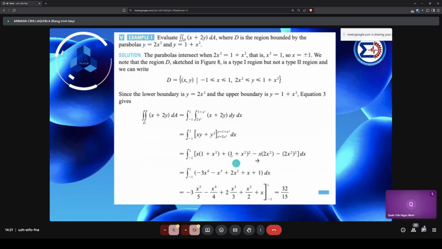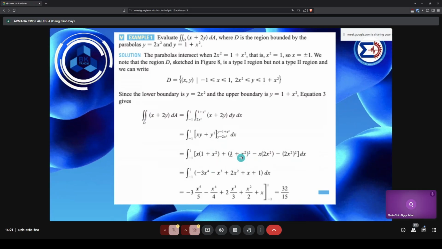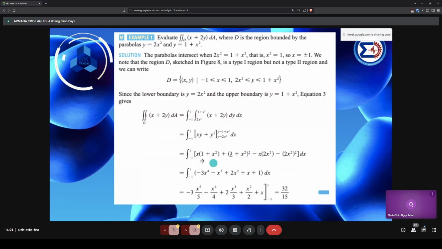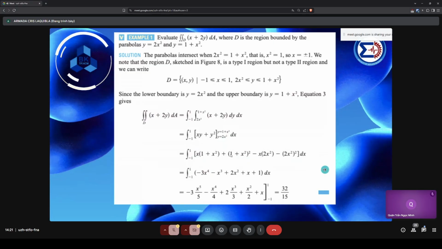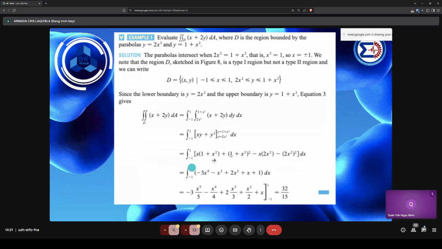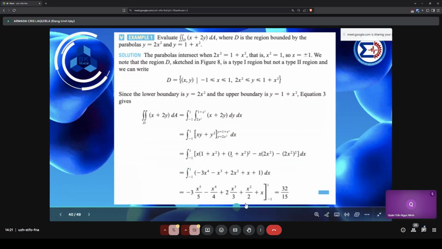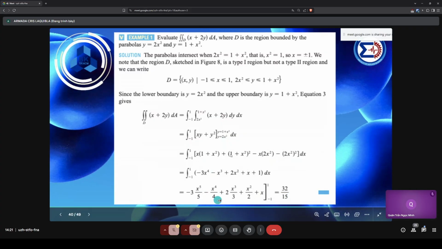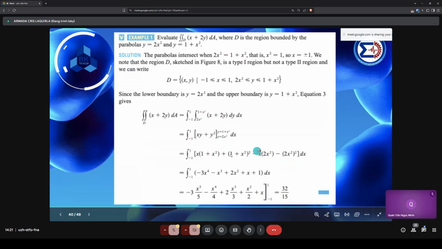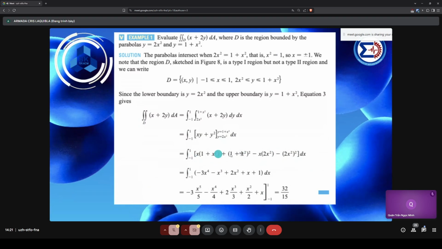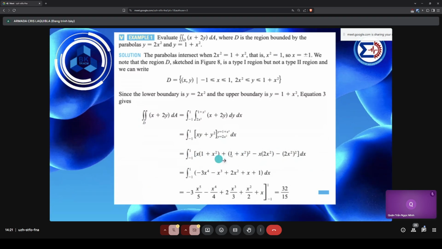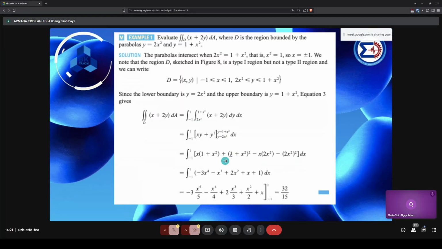Now your calculator can automatically solve this even if you will not simplify it. So if you do not have enough time, you can just type this one rather than simplifying it and get the integral. Again, your calculators can solve until here. It's not a single integral, so it can be calculated with your calculator.